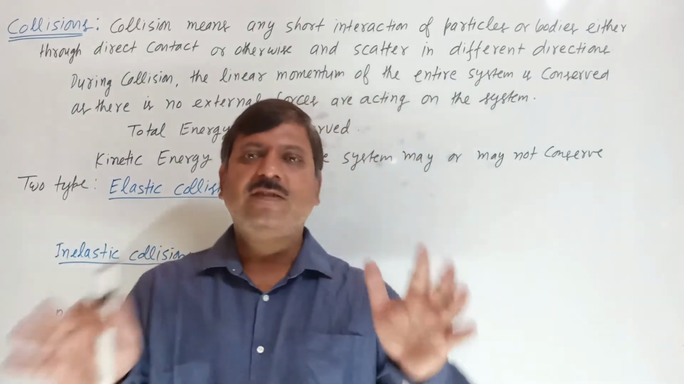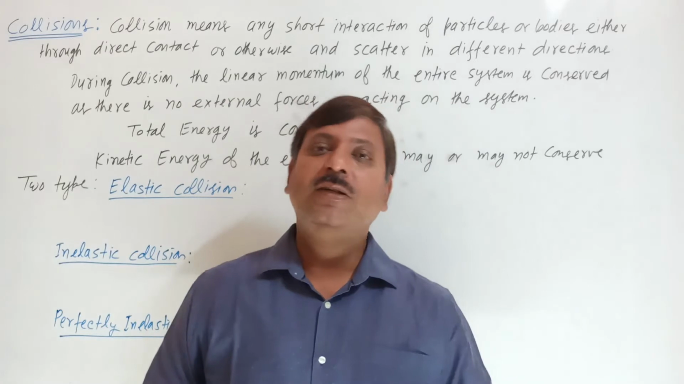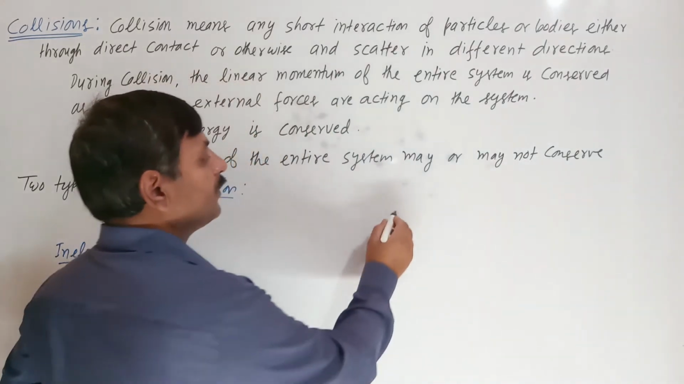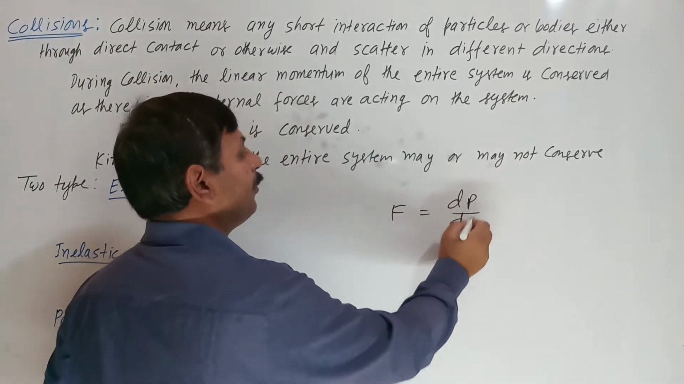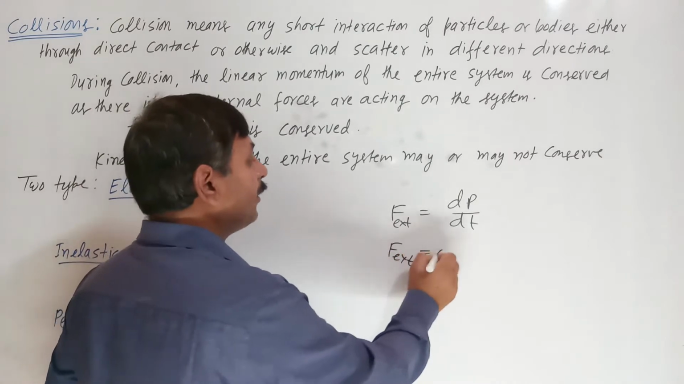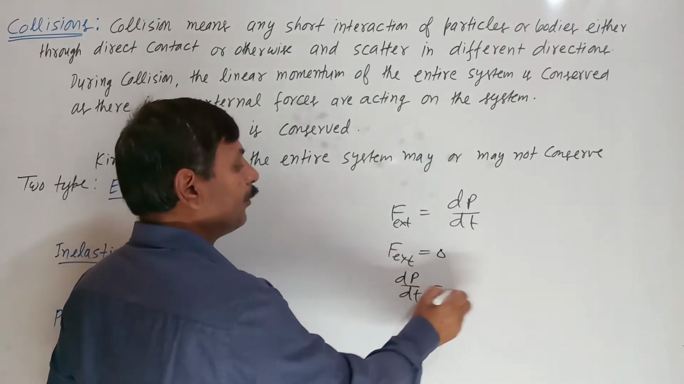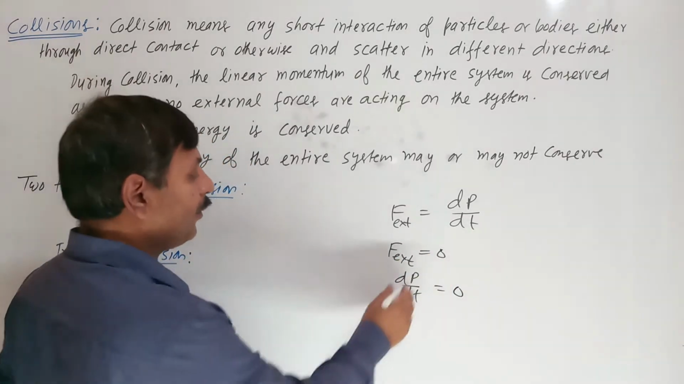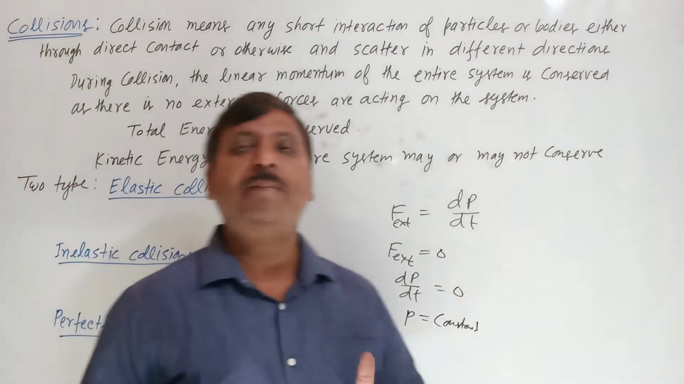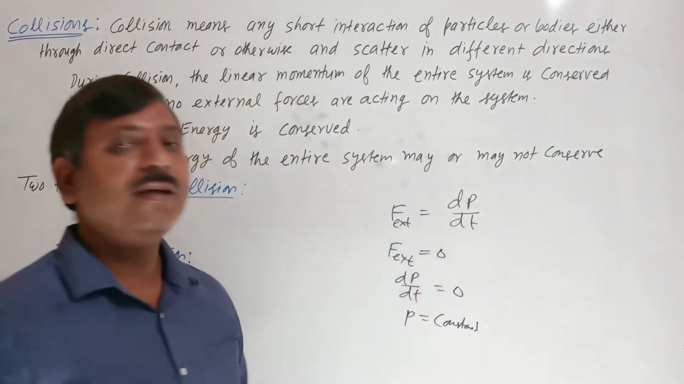So see here, if we have taken an isolated system, and no other external force is acting on the system, we know total linear momentum is conserved, because force is equal to the rate of change of momentum. If the external force upon any system is 0, F external is equal to 0, that means dp upon dt is equal to 0. Rate of change of linear momentum 0 means p is equal to constant. So in collision, the net external force upon the system is 0, that's why linear momentum is conserved.